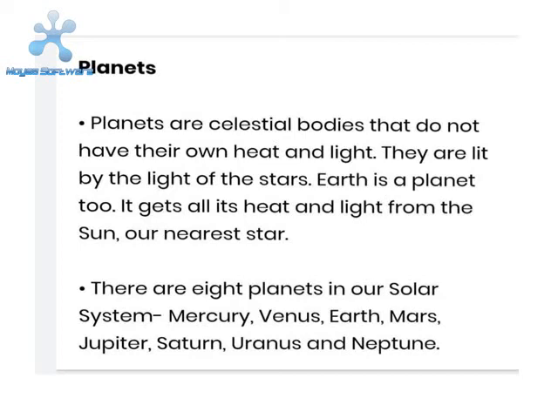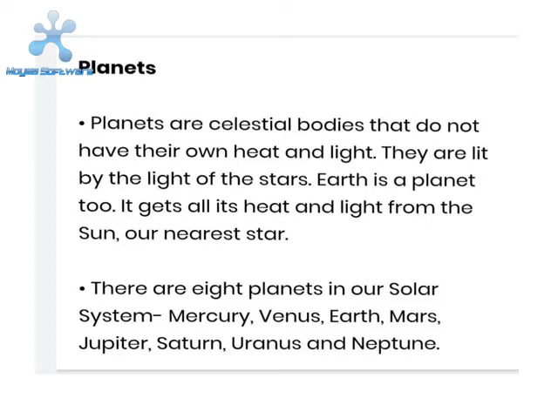Planets. Planets are celestial bodies. As I have told you earlier also, celestial bodies are those bodies which are found in the universe, and the celestial bodies include the stars, planets, galaxies, etc. So we can say that planets are celestial bodies and they do not have their own light and heat. They are lit by the light of the stars. This means that the planets do not have their own light and they get the light from the stars.